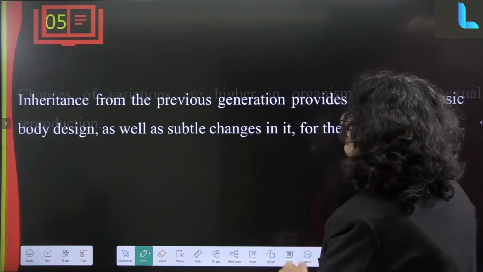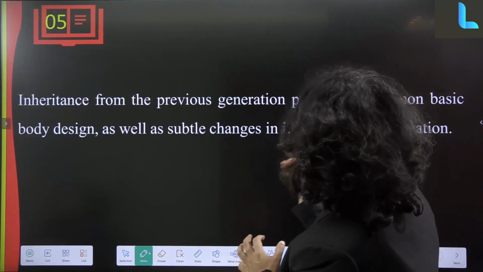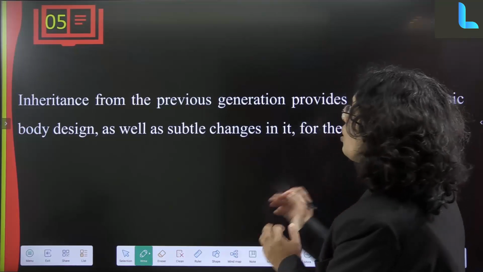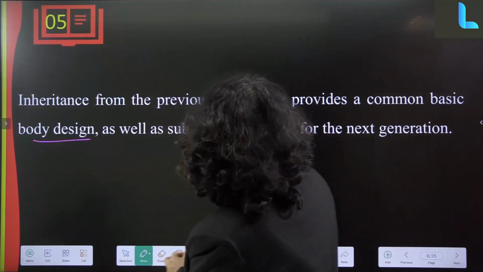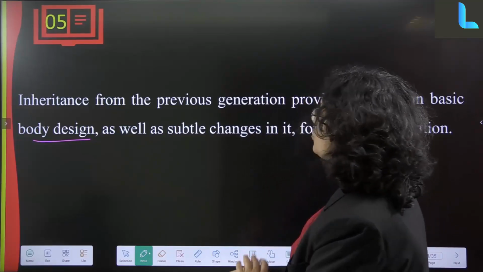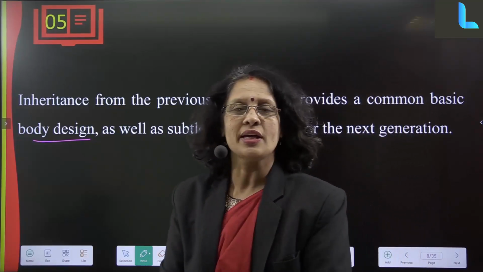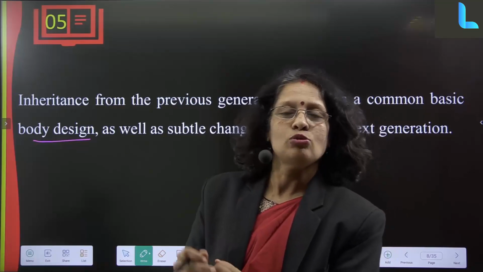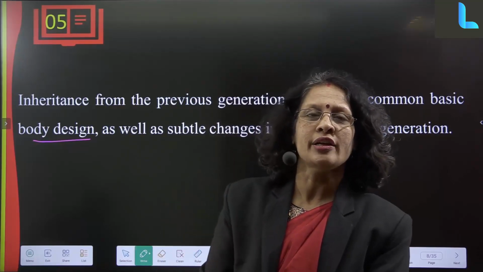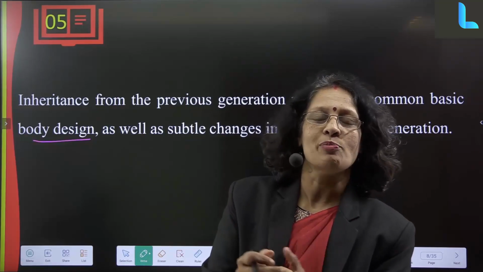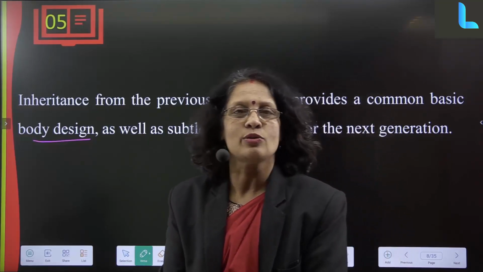Okay. Now inheritance from the previous generation provides a common basic body design, as well as subtle changes in it for the next generation. Common basic body design means a style of walking or a posture or a height or hair or eyes or the shape of a face. Many things are responsible for that.